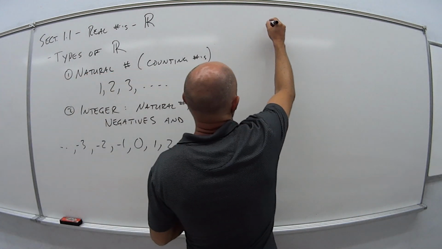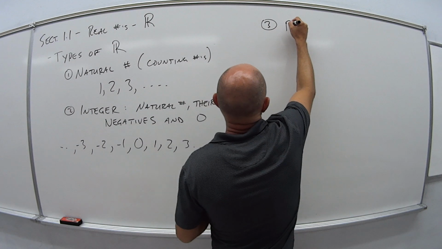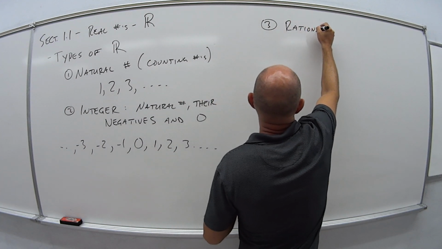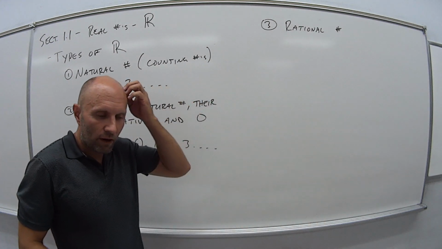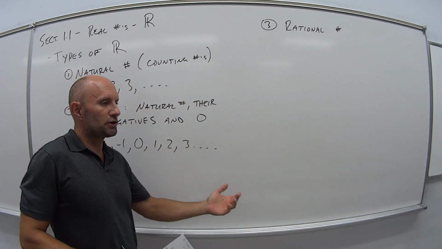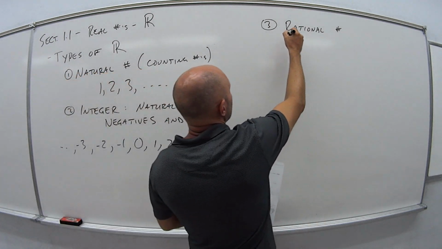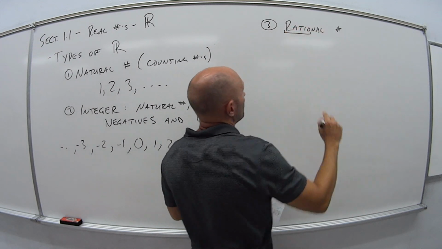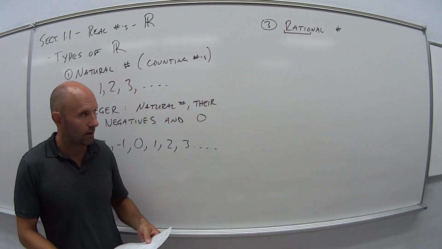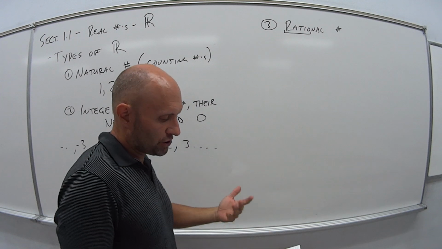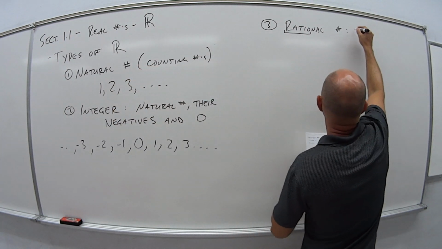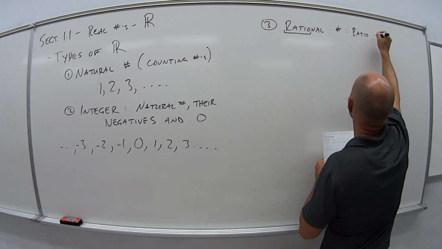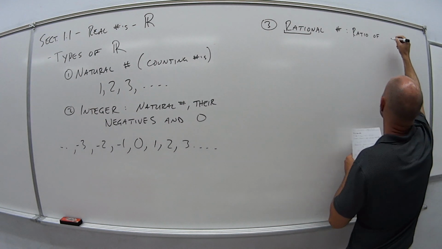The third type of real number is what's known as a rational number. If you ever have trouble trying to remember what's rational, what's irrational, well, in the name rational, we have what? We have the word ratio. So a ratio is a fraction. That's what a rational number is. So it's basically a ratio of integers.